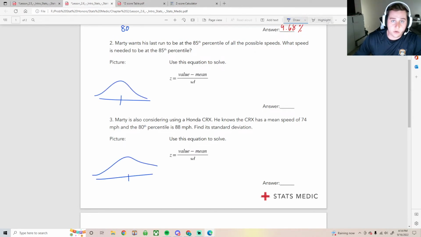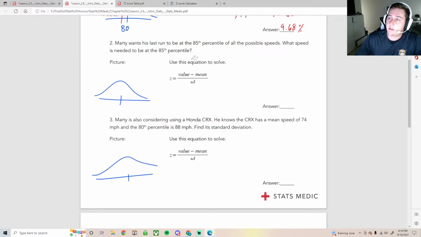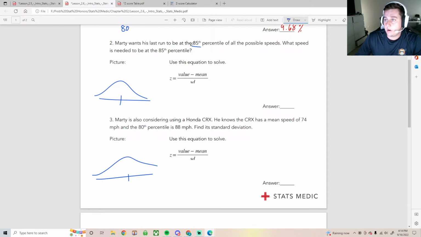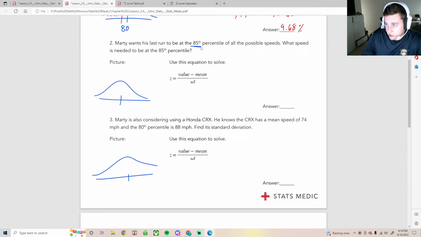All right, so I had to pause real quick so that I can go find the right website. But this 85th percentile question for number 2, let me totally show you how to cheat this. So the 85th percentile. Now, if you want, you can look it up in the table, and that's totally fine. If you want to look at the 85th percentile, our mean and standard deviation will remain the same.